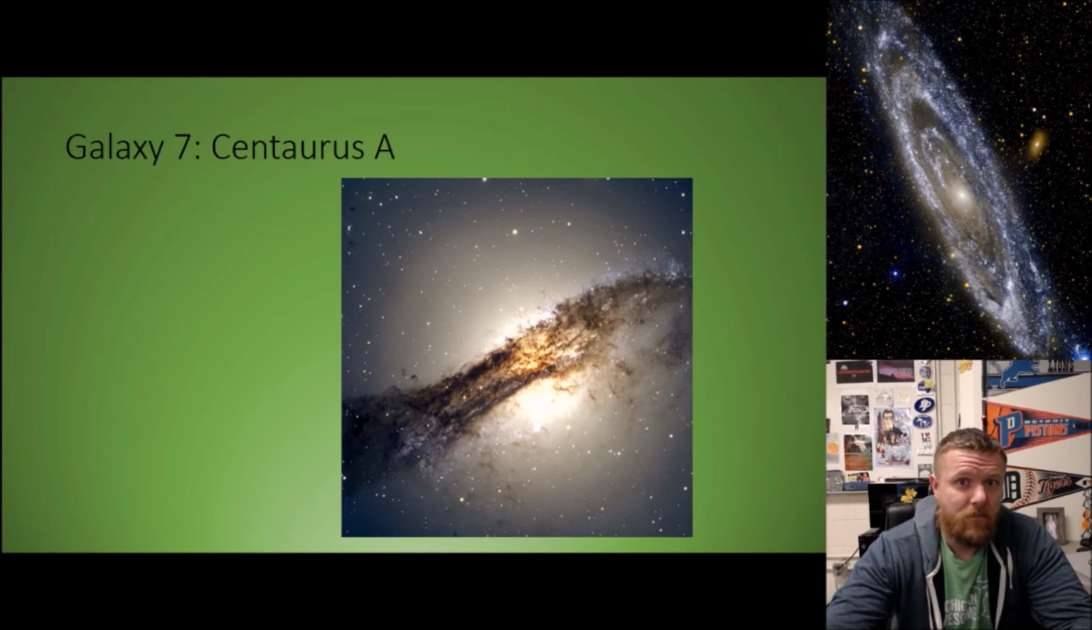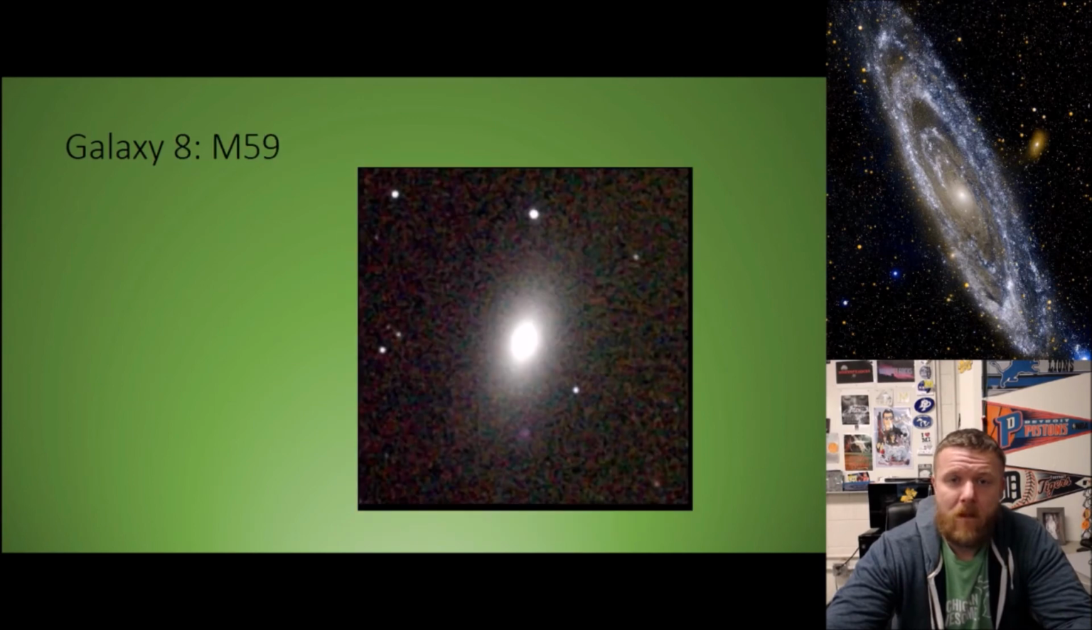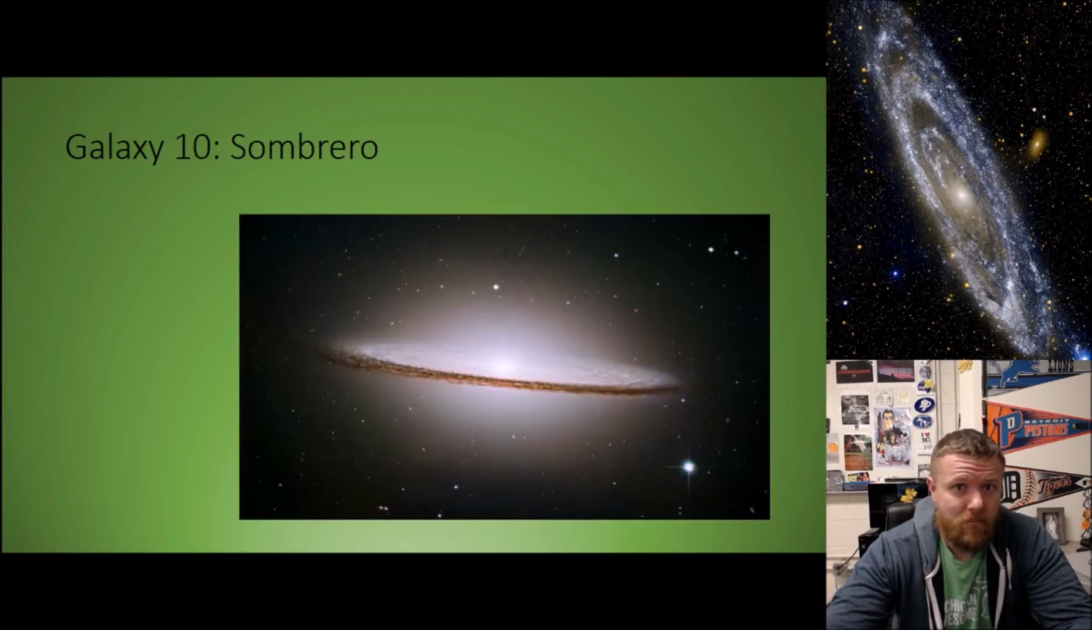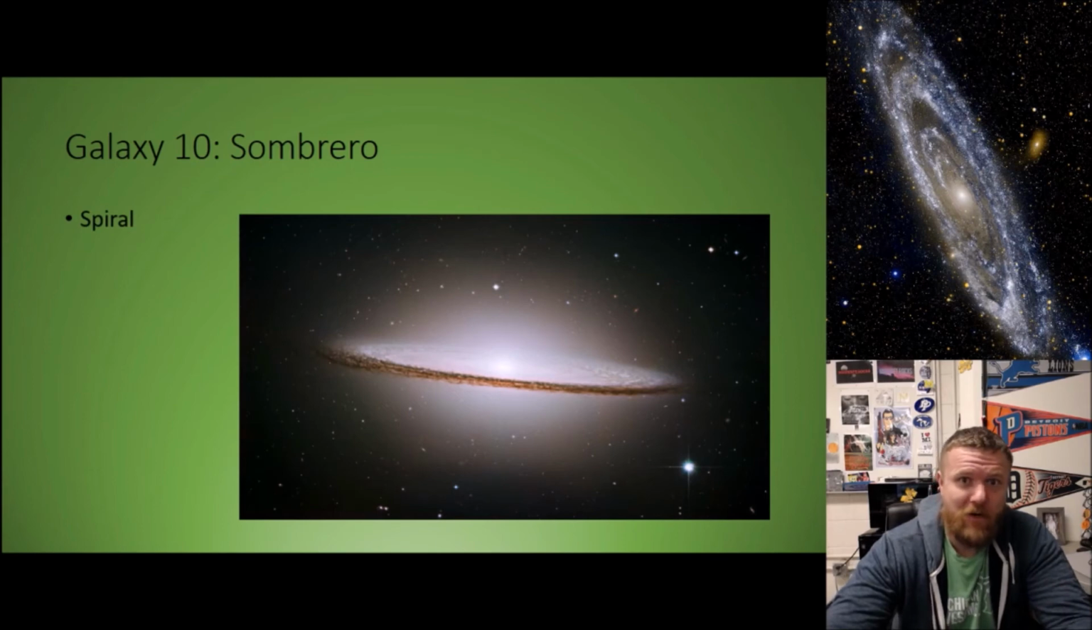What about this one? This one is irregular. It's just kind of a random shape. Hopefully this one's not too hard. An elliptical galaxy. Galaxy number 9. This one is a barred spiral. And this one, spiral galaxy. Hopefully none of those were too difficult, especially after I told you the answers.